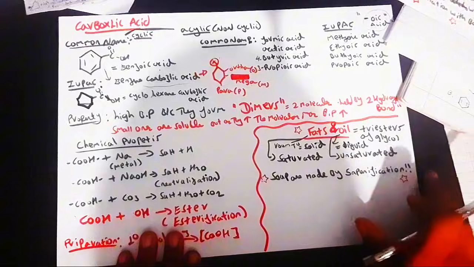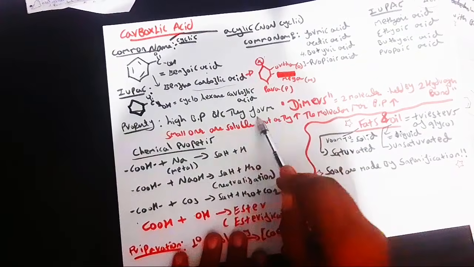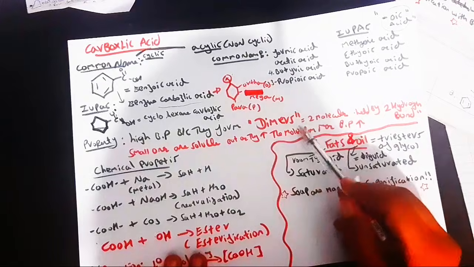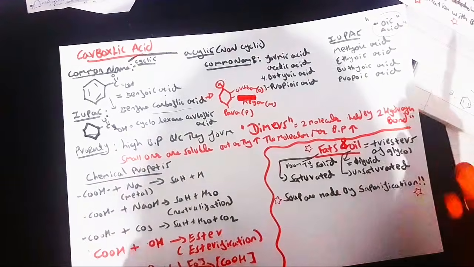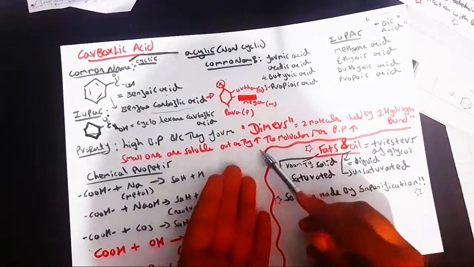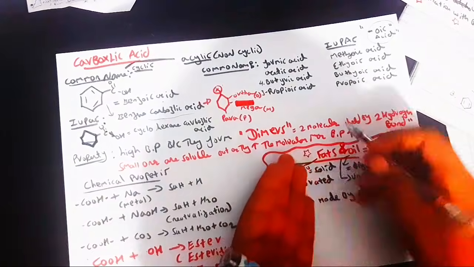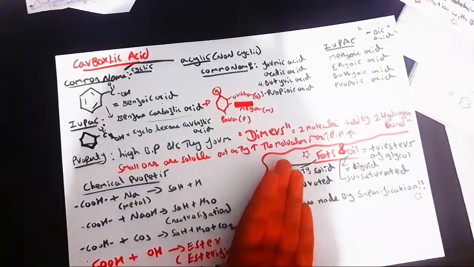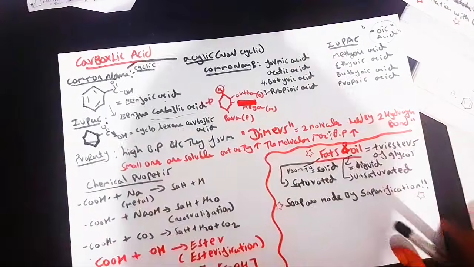As for the properties of carboxylic acids, they have a high boiling point because they form a dimer. A dimer is when two molecules are held by 2 hydrogen bonds. The small ones are soluble, but as the carboxylic acid increases, the molecular mass increases, which means that the boiling point is also increasing. That's all you need to know.